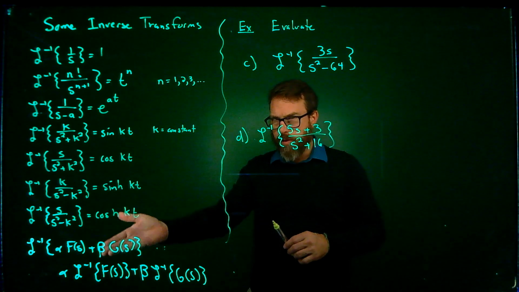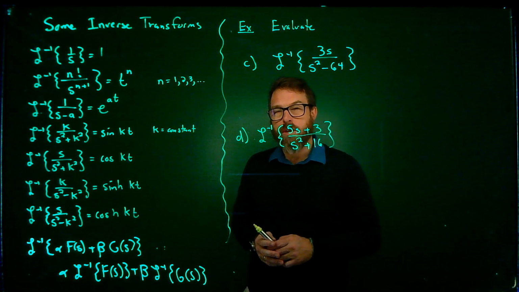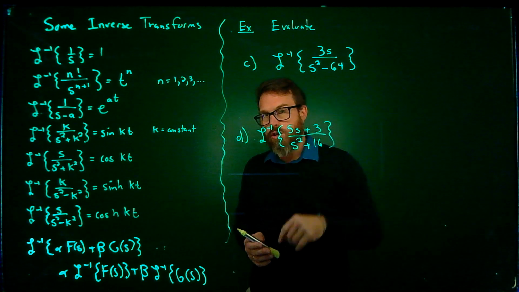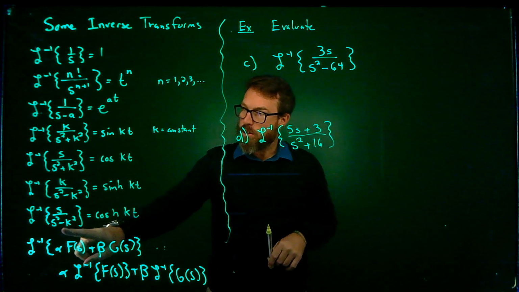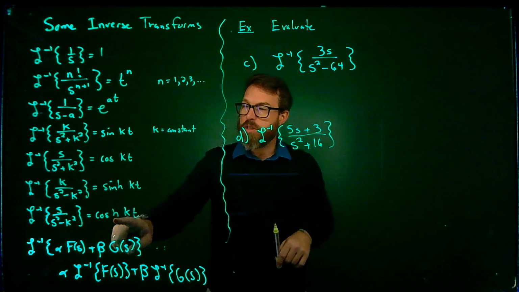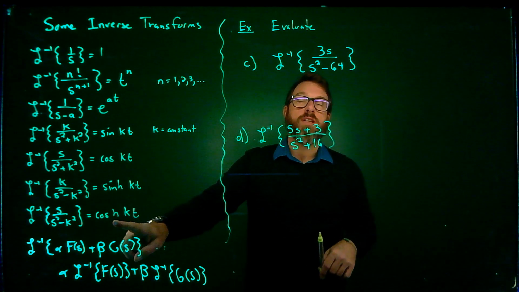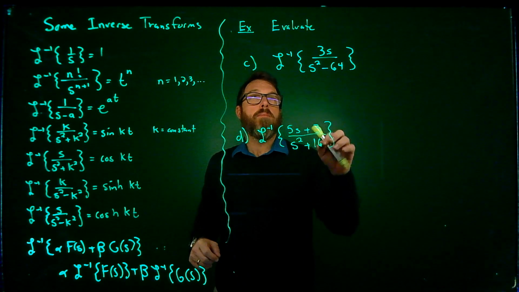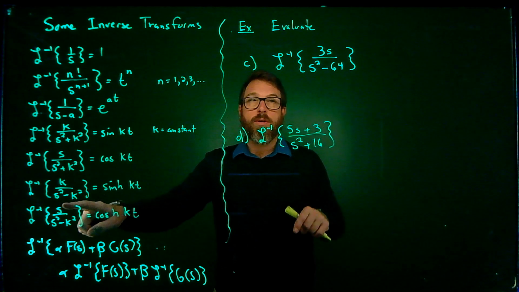And again, over here, I'm going to look at what it looks like the most. What I can see is it has an s in the numerator and it has that difference of squares in the denominator. So it looks like this. This is going to be the hyperbolic cosine of kt, or the cosh. Now, I don't want that 3 up there. I just need it to be an s.